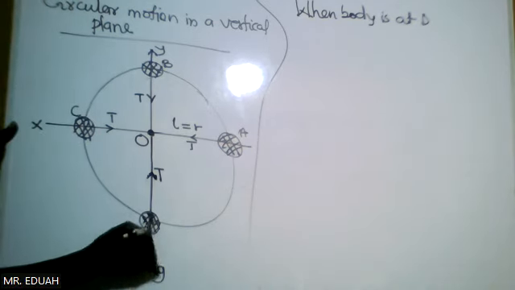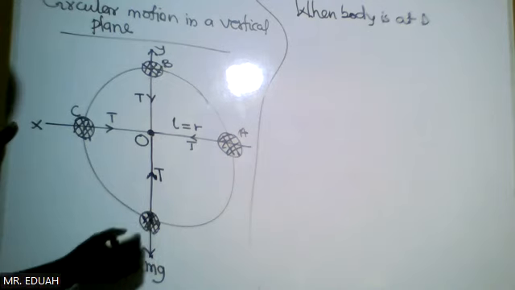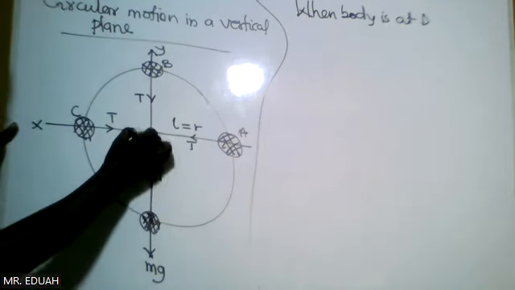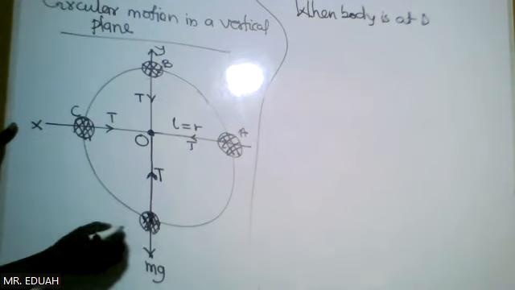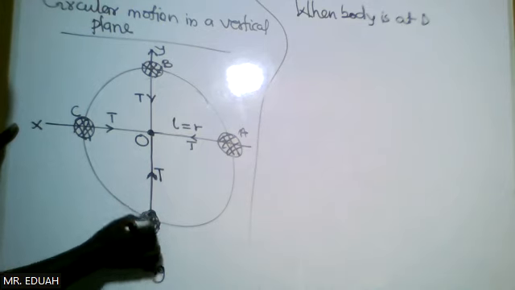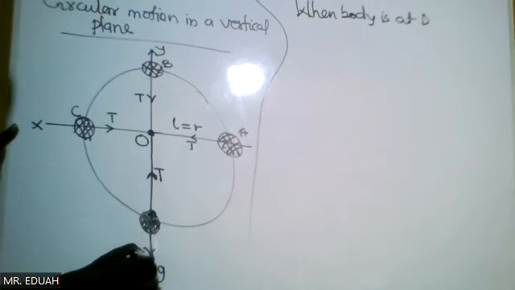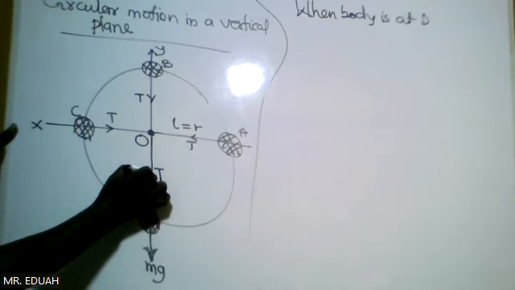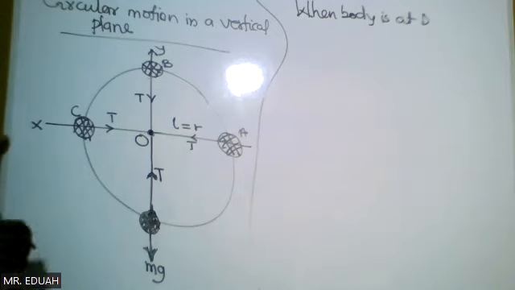So its weight acts downwards, and then the tension acts towards the center. So we look at the net force acting on the body. Weight in this direction, tension towards the center of the circle. What will be the net force acting on the body?